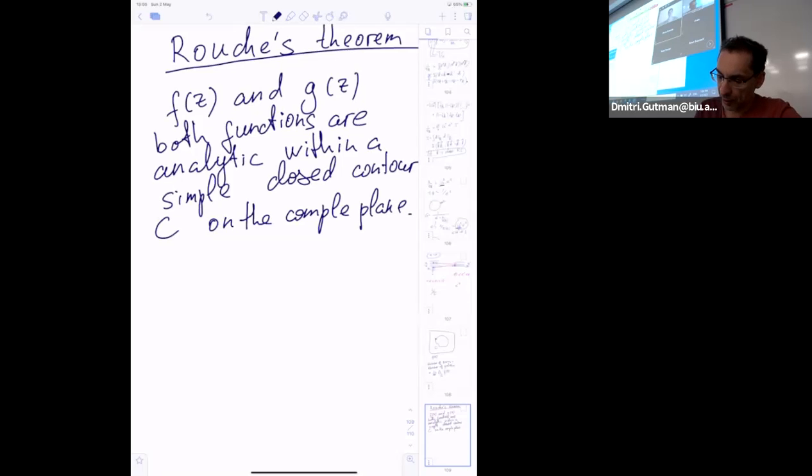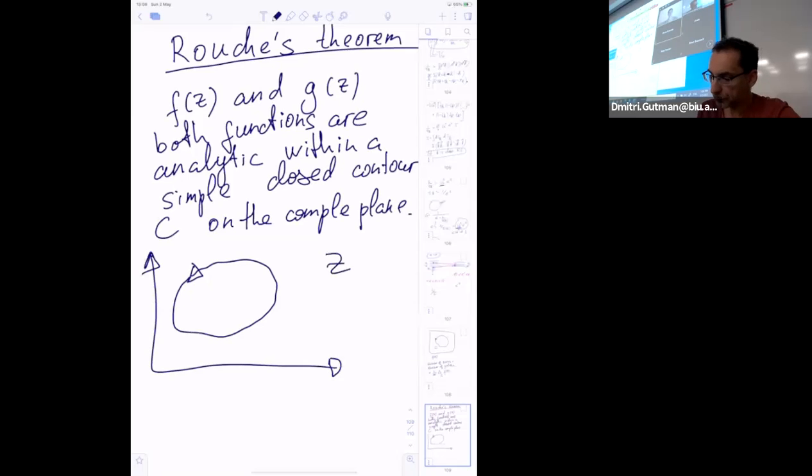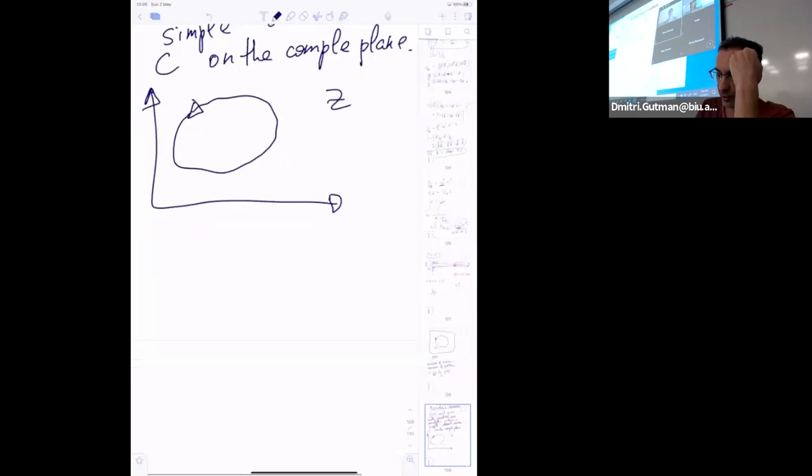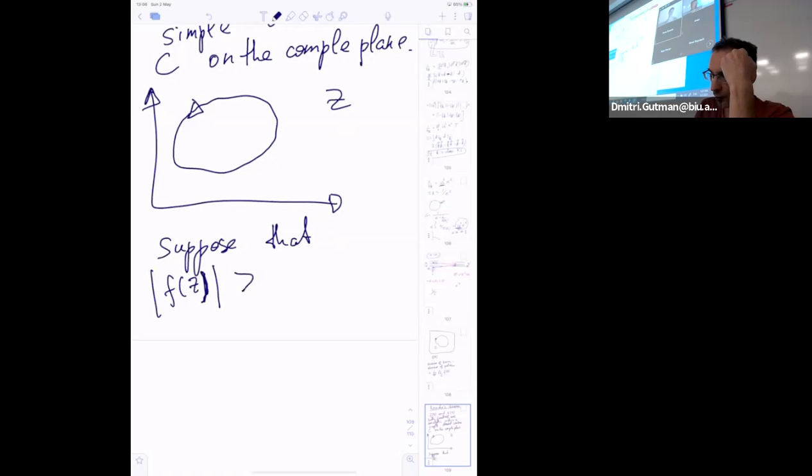So it's the same picture like the one we had last time. There's a contour C on the complex plane, but this time there are two functions, f and g, that are analytic on the complex plane. And again, both functions may have special points like poles and zeros. And then there is an additional condition to it, which was not there when we discussed the last theorem. The special condition says, suppose that the absolute value of the function f of z is greater than the absolute value of the function g of z, everywhere on C.